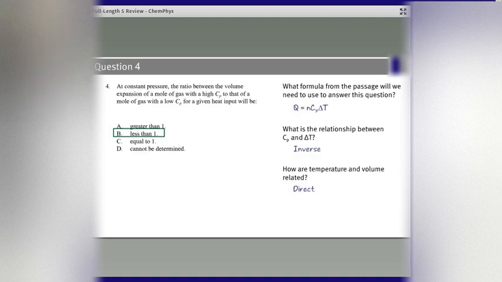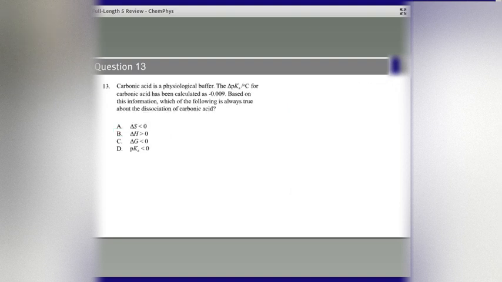Okay. 13, if I got to a question like 13, potentially I'm going to skip it on test day and come back to it later, thinking that I had to do math. However, once I get to this question, I'm going to realize I didn't actually have to do as much math as I thought. Carbonic acid. I know carbonic acid is a great physiological buffer. I'm feeling really confident when I read this question now because I've seen stuff like this before. Now, the change in the pKa divided by the degrees Celsius for carbonic acid has been calculated as a very small negative number. Based on this information, which of the following is always true about the dissociation of carbonic acid?